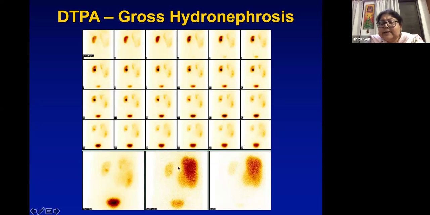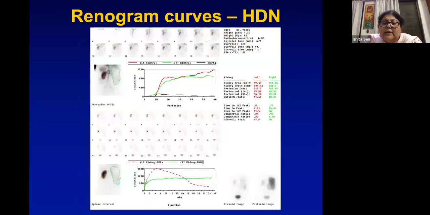In the delayed images, you find that slowly, whatever little bit of cortical function is there accumulates the tracer, and you see all that tracer sitting in the pelvis at about 2 hours. And even at 24 hours, there is no excretion of tracer from this renal pelvis. So again, this is a PUJ obstruction, a high-grade obstruction with a practically non-functioning kidney, because the cortex is massively thinned out.